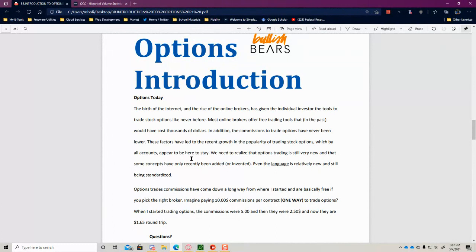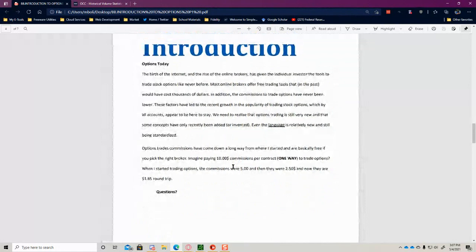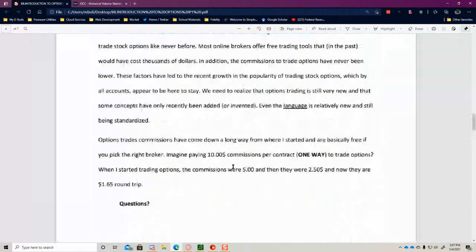Even the fact that you can trade options now with no commissions. When I started, they were only $5 a piece, and then they went to $2.50, and now they're about $1.65 round trip. But you can go to Robinhood and maybe Webull and pay no commissions at all. Maybe just the fees, right? Like 10 cents. There's never been a time like this.